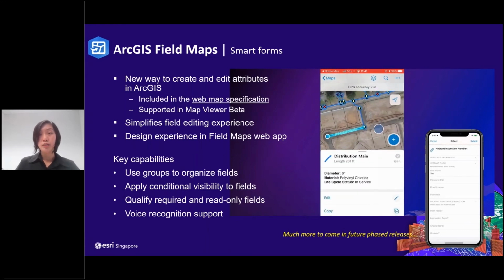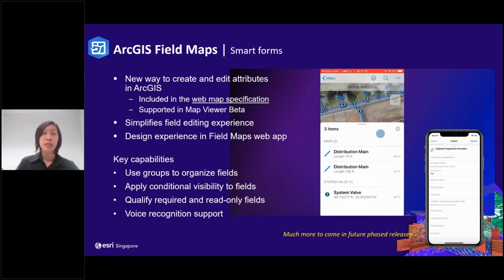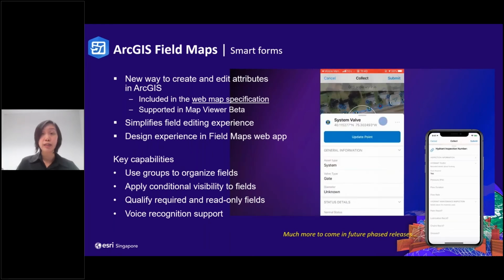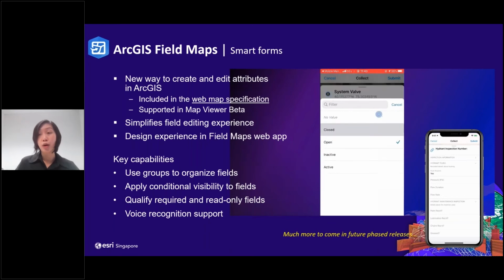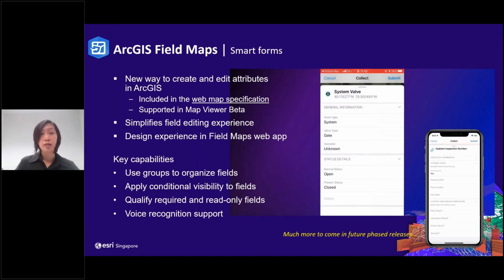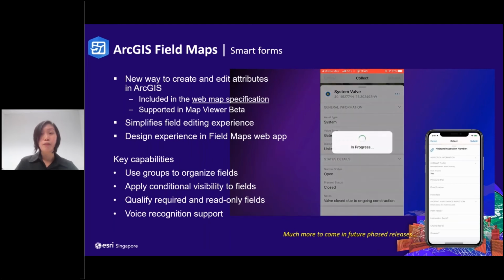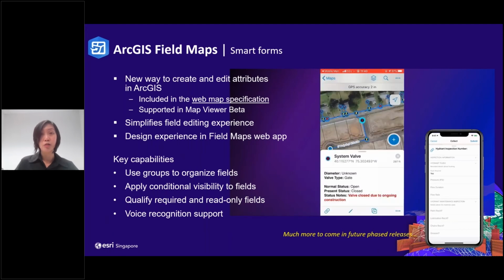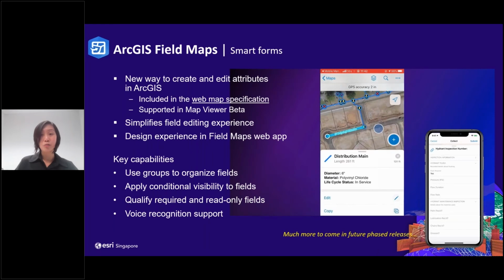Using Arcade expressions, fields will be able to have conditional visibility, where you can apply the visibility of the field based on the condition being met. You can also define a condition with which a field is required. And voice recognition is also supported as a form of input into the fields, providing greater convenience, especially for long inputs. There will also be more functionality built into smart forms in subsequent releases, and it will also make its way into other apps like ArcGIS Viewer, web editing apps, and eventually ArcGIS Pro.